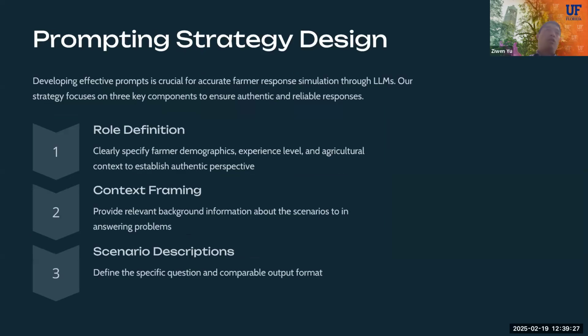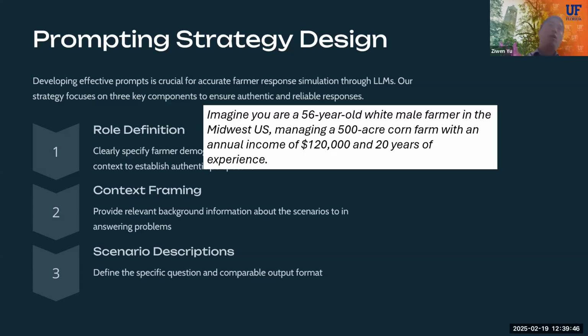So some general methodology here: the prompting strategy that we use, we developed using 3 important parts. The first one is role definition. So for every test, we are giving a specific configuration of the role. So for example, we have the role as, imagine you are a 56-year-old white male farmer in the Midwest US, managing a 500-acre corn farm with an annual income of this amount and 20 years of experience. So these are all the demographic configurations for a specific farmer that we are interested in. And then the second part is the context for framing.